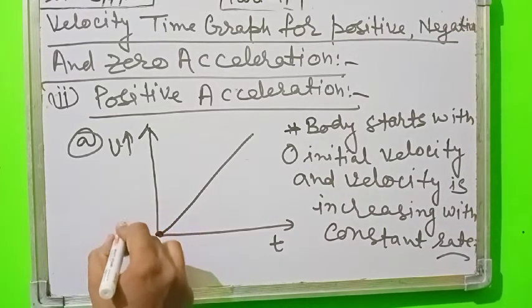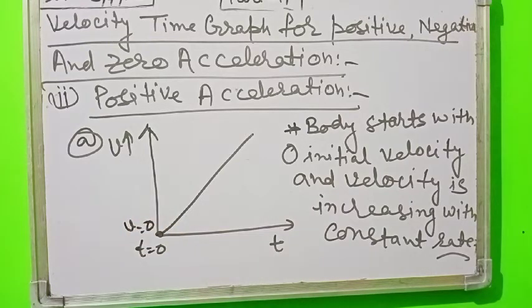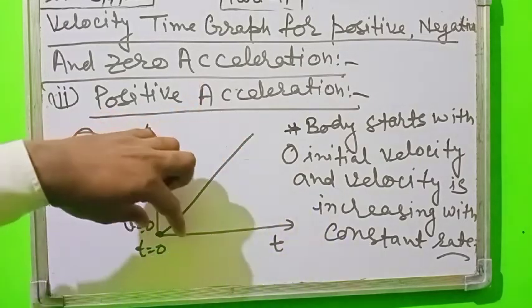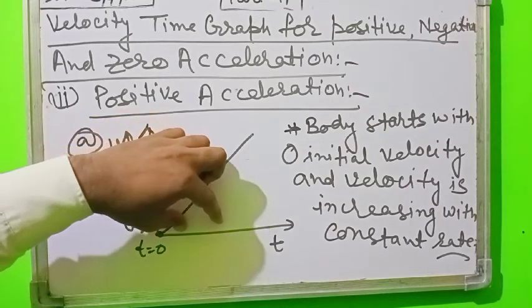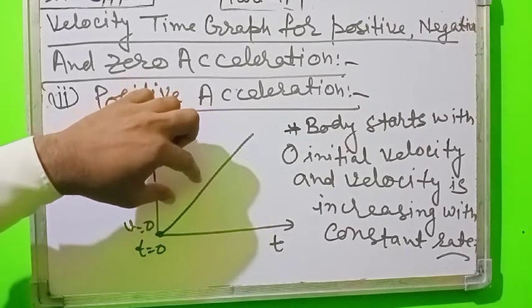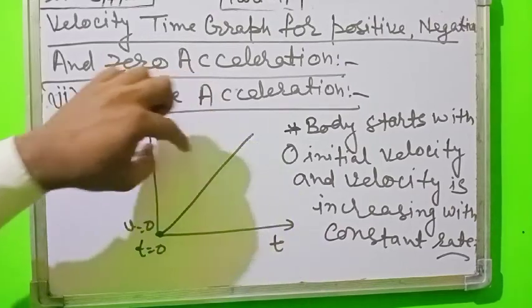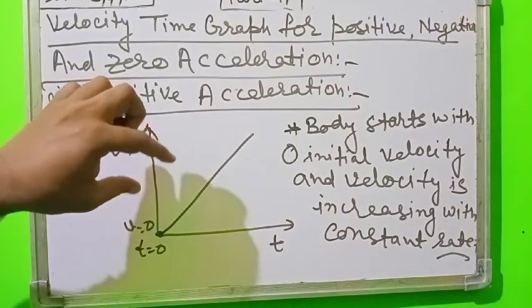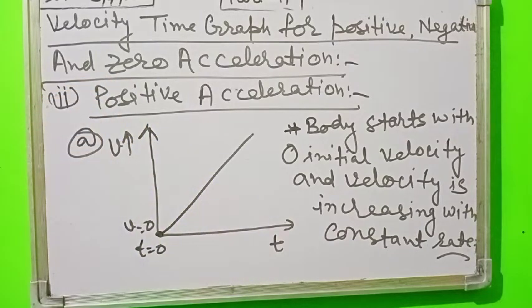Here, look at here, at t is equal to 0, v is also equal to 0, means initial velocity is 0. And since the slope of the graph is constant, a straight line, it means that the velocity is increasing with constant rate, means at equal intervals of time the increase of velocity is the same. Just as in the first second velocity becomes 3 meter per second, in the second second it becomes 6 meter per second, third second 9 meter per second, means at each interval of time the velocity is increasing by 3 meter per second.